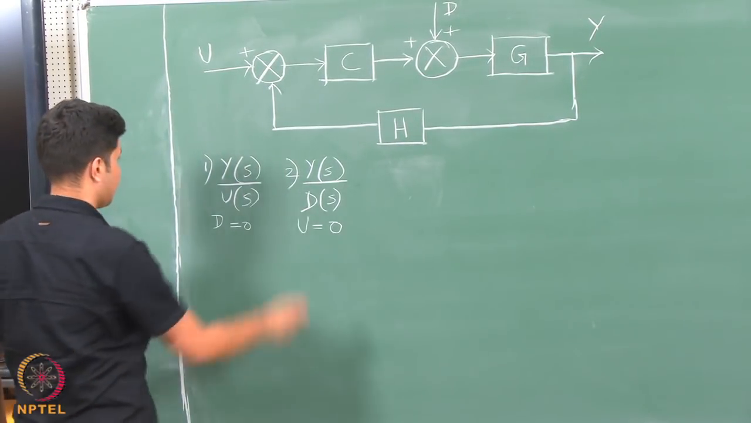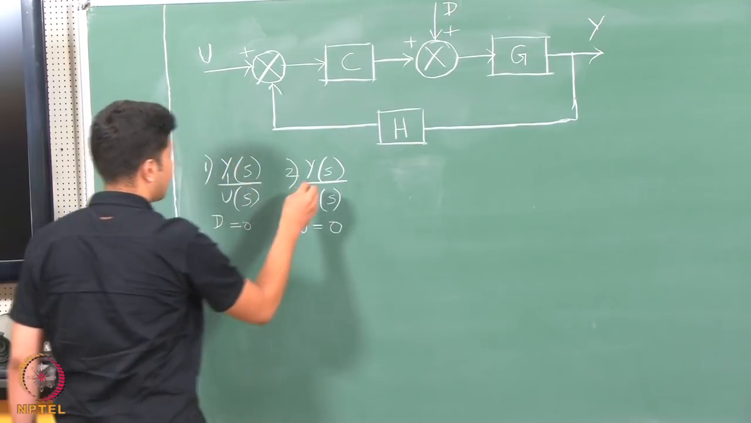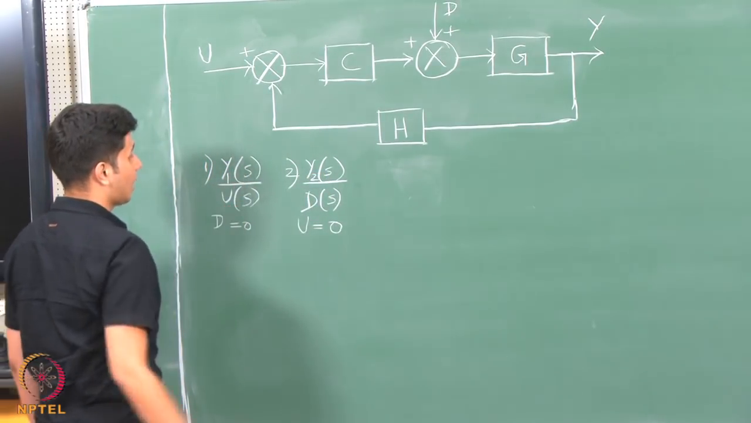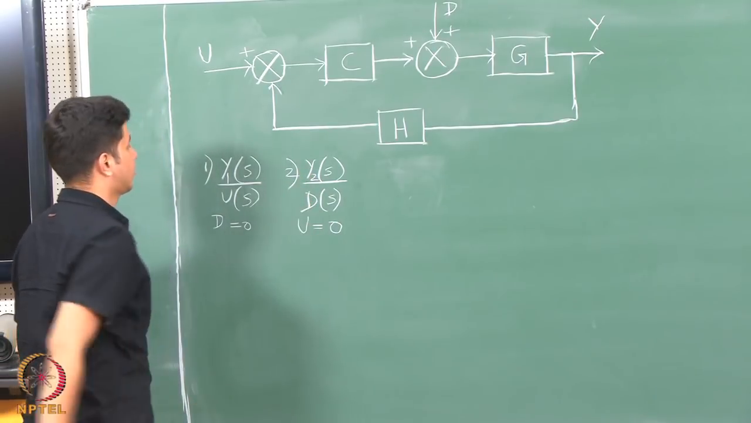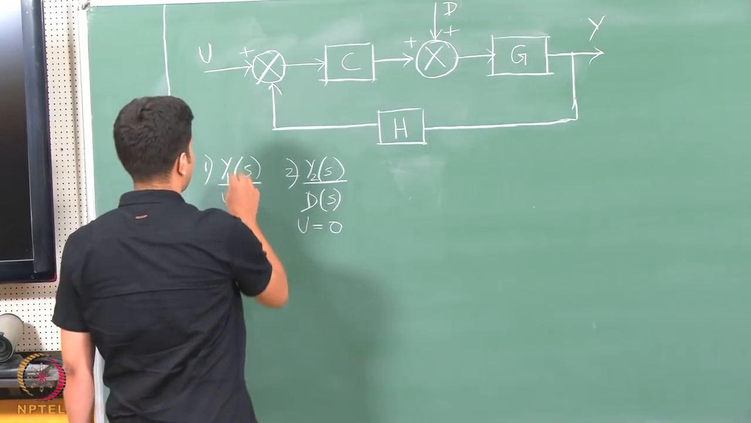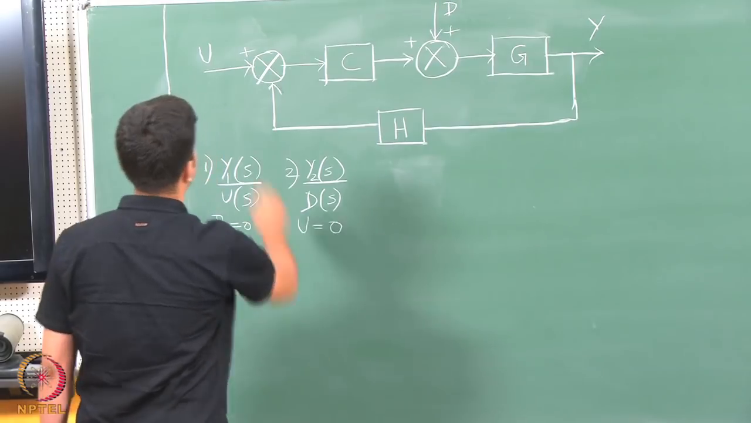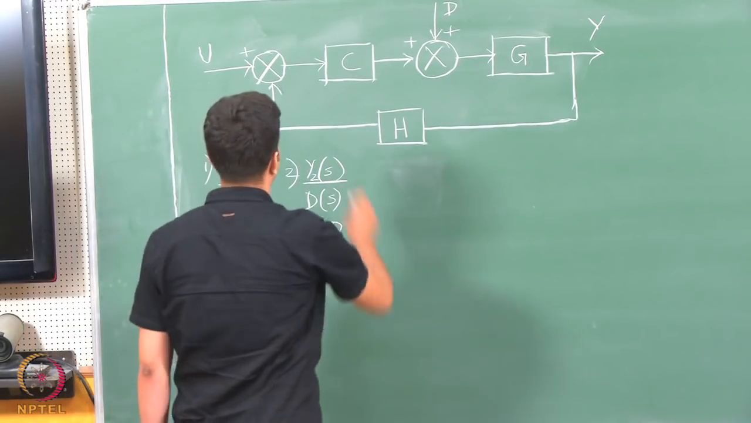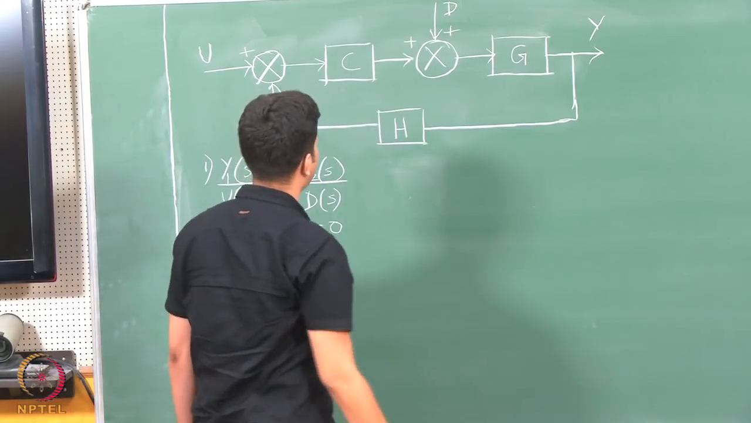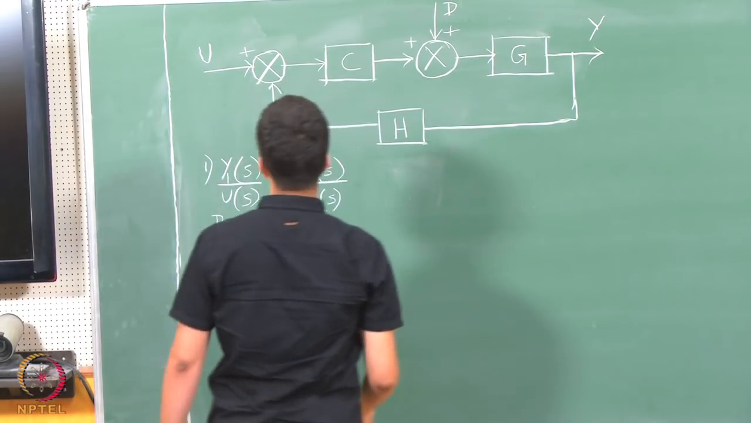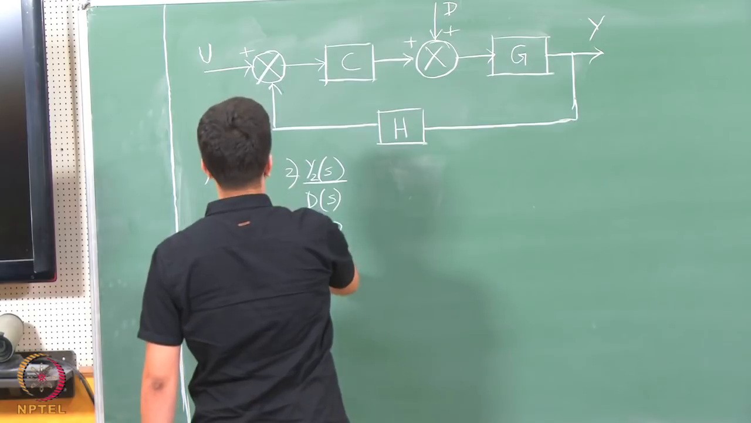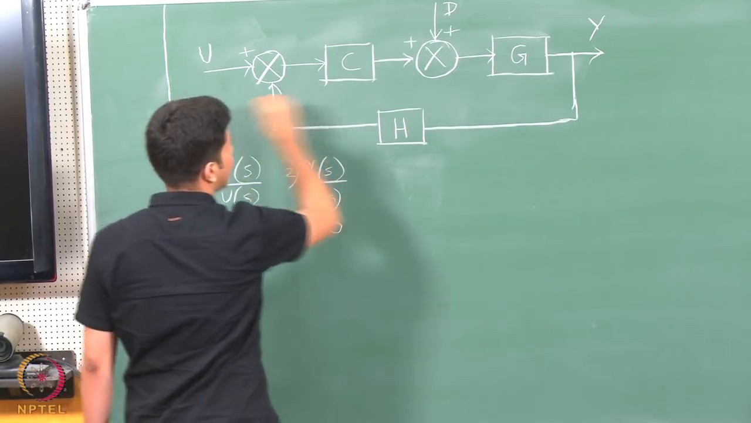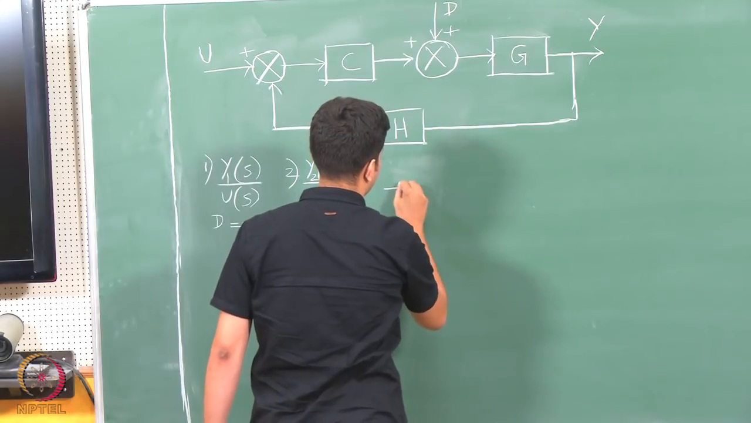As these are parts, I'll call them Y1 and Y2. Y1 is the response when U alone is acting, and Y2 is the response when D alone is acting. Now, to find out Y1 by U, we make D 0, and so our block diagram changes. This part goes off completely, and what I'll be remaining with is something like this.